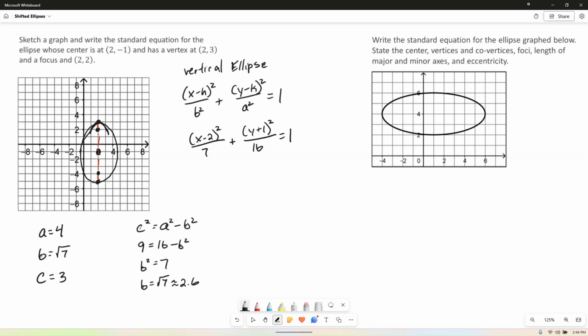Again, the 7 is the b squared, so the square root of 7 squared is 7. The 16 comes from a squared, so 4 squared is 16. It's x minus 2, because the x coordinate is a positive 2 for the center, and it's y plus 1, because the y coordinate is a -1. So that is the equation for the ellipse whose center is at (2, -1), its vertex is at (2, 3), and a focus at (2, 2). Okay, and that's a vertically oriented ellipse.